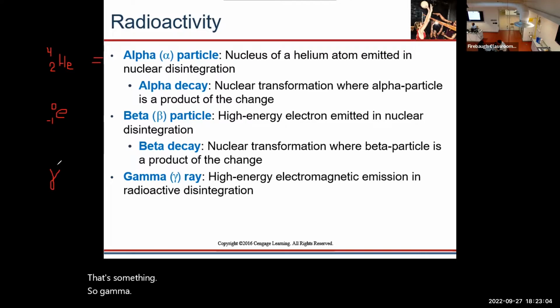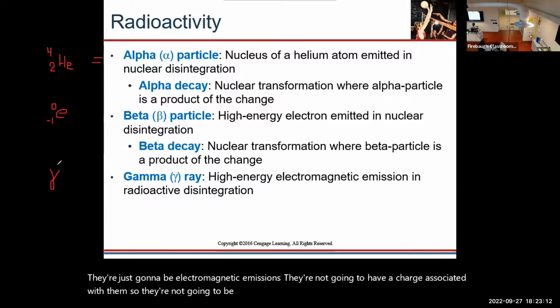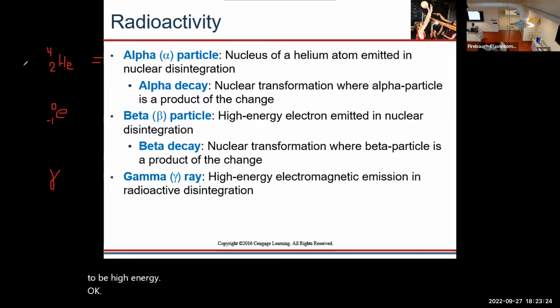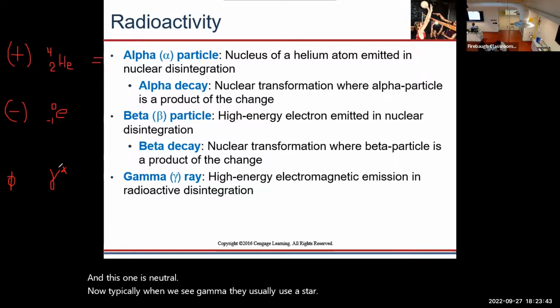So gamma rays, they're just going to be electromagnetic radiation. They're not going to have a charge. They're not going to be positive or negative. And they're just going to be rays, right? They're going to be high energy. So this one's positive, this one's negative, and this one is neutral. Now, typically when we see gamma, they use the star to let us know that it's gamma rays.